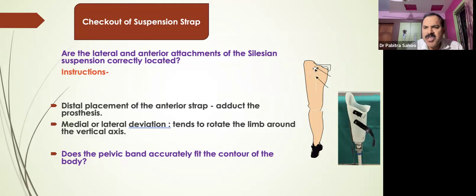If there is a change in the position of the strap, either anteriorly placed or posteriorly placed, that also causes a rotational deviation. Suppose one is fitted anteriorly and one posteriorly, that creates a torsional force during walking, and that creates a gait deviation with medial and lateral rotation of the limb around the vertical axis. So this also plays an important role in forward progression of your prosthetic limb.